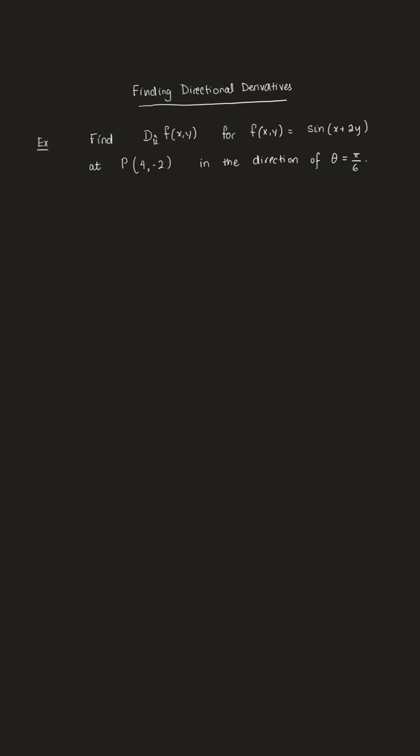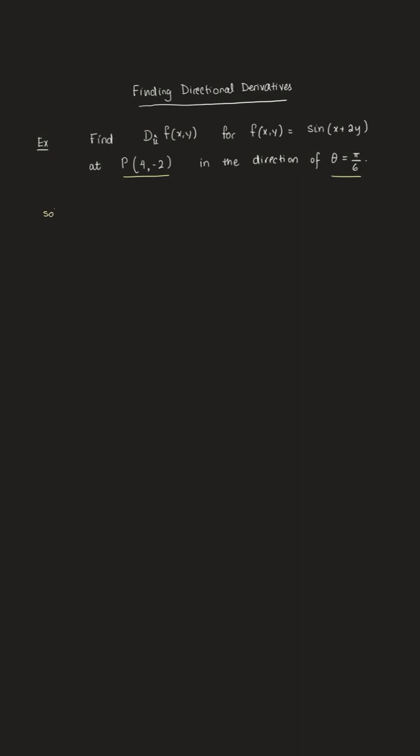Let's try our first example in finding the directional derivative of a surface at a point. So let's find the directional derivative for f(x, y) = sin(x + 2y) at the point (4, -2) in the direction of theta equals pi over 6.